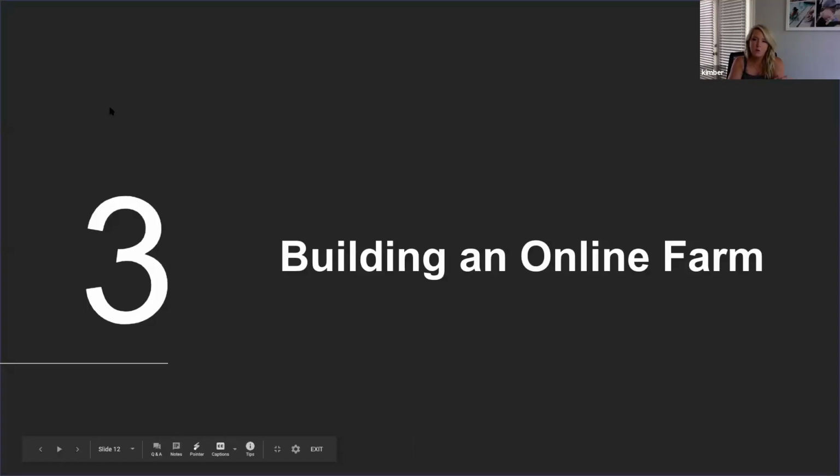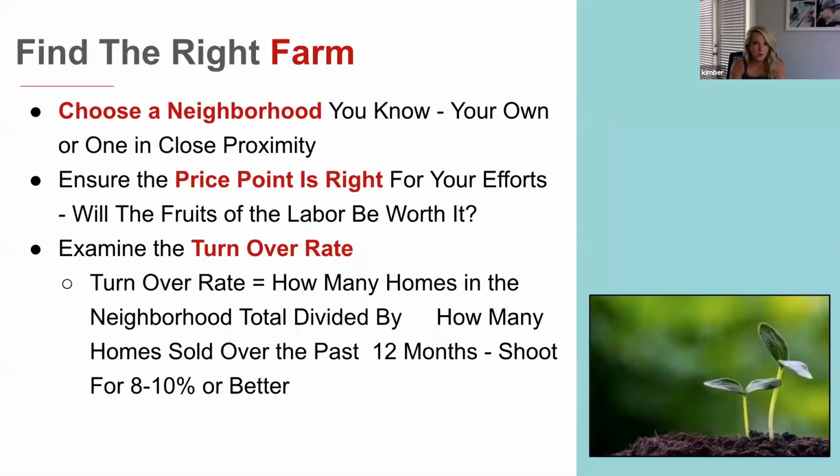Okay, so this is where we're kind of going to get into everything. So building an online farm, I bet most of you know Scott Hardy or have been to his farming class, right? So farming is nothing new to us. So I'm just going to kind of sum this up because we don't need to be taught about farming. But when we farm, we choose a neighborhood, one that's close to us or in proximity. We make sure the price point is right because we might have a goal to make X amount per year. And if that price point is going to allow us to sell 6 homes in that neighborhood or 10, and the price point isn't there, then we're not going to hit our goal. So that's something to look at.